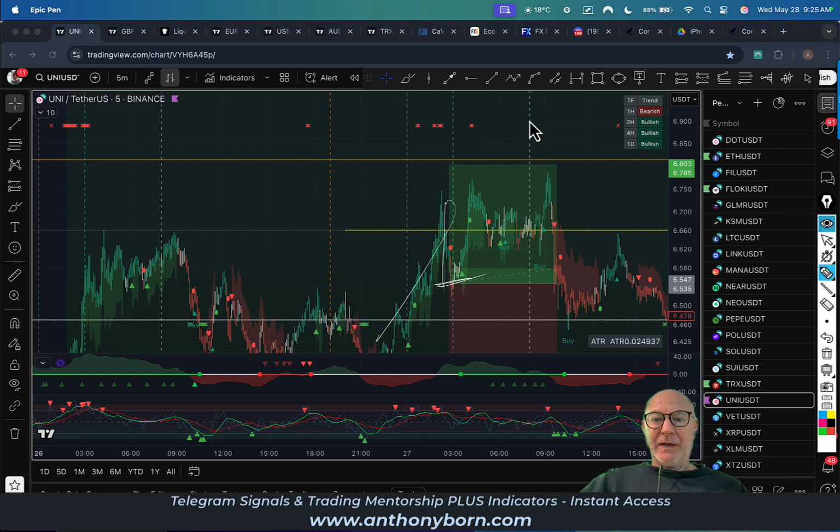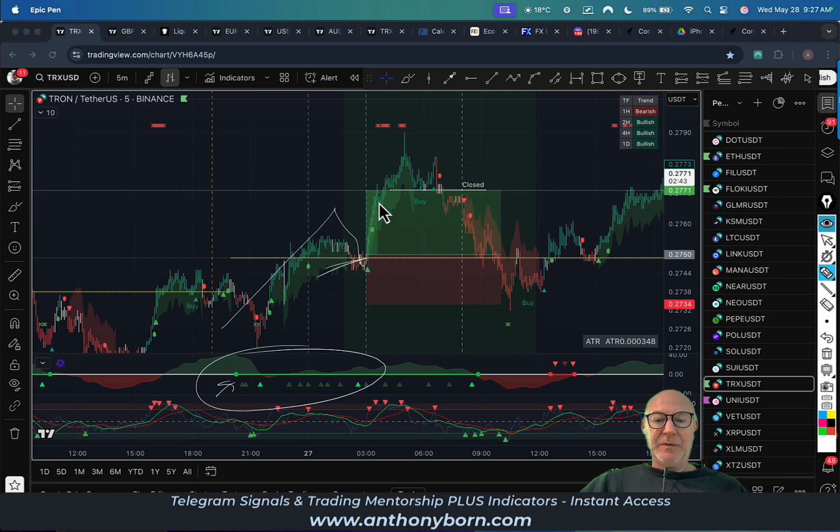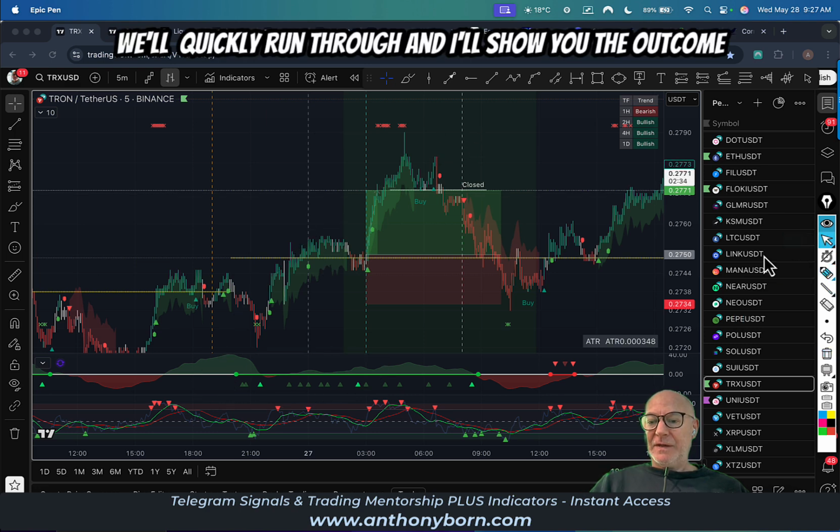Now, I closed this basket of trades into New York. This is the New York Open, because you just never know what's going to happen when the New York market kicks off. So I ended up closing these in profit just before the New York Open, and we had a whole basket of trades. This is in the green zone here, this indicator, you can see that kicked off here. Nice little pullback, London Open, and then closed into the New York Open. And we'll just quickly run through and I'll show you the outcome.